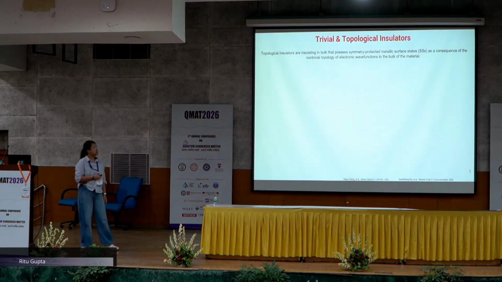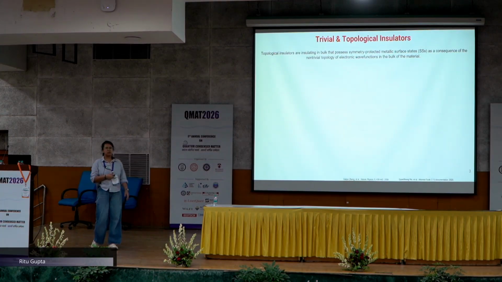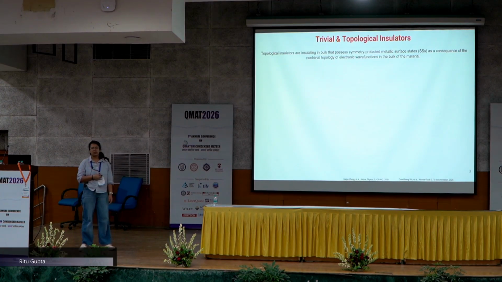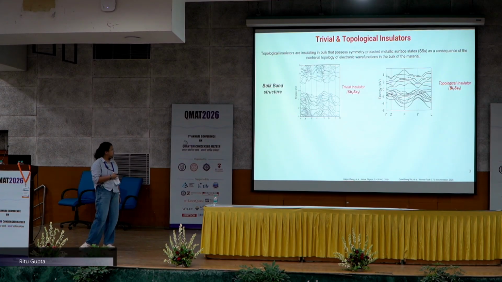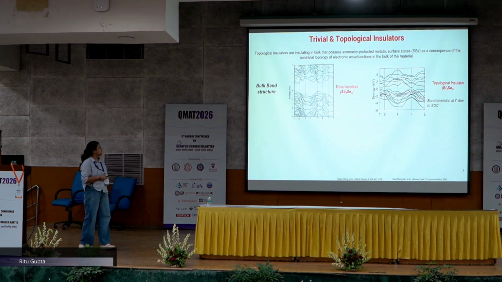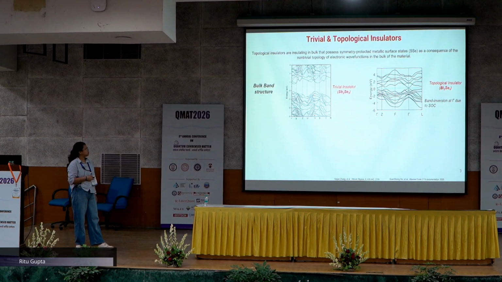So let's start with the trivial and topological insulator. As we know, topological insulators are insulating in bulk, but they conduct electricity at the surface. That means they possess metallic surface states. This happens because of the topology of electronic wave functions in the bulk of the material. For example, we are taking two compounds, antimony selenide and bismuth selenide. They both have the same crystal structure, but still this compound is trivial, but the other one is a topological insulator. So the difference lies in the band inversion. At gamma point, band inversion happens in this case. This is because of the large spin orbit coupling coming from the bismuth atom.